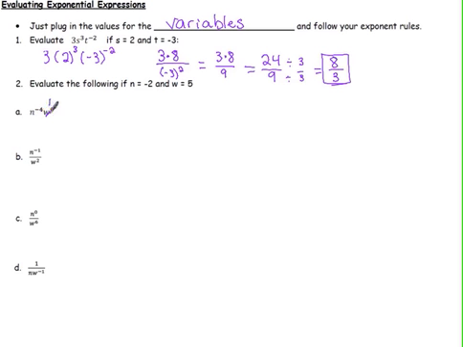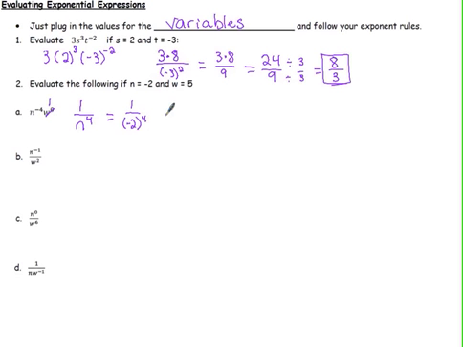Well, it's a negative exponent. I don't like negative exponents, so I need to move it. So it really becomes 1 over n to the 4th power. Now that I've simplified it, I can actually now substitute in my n value, which is a negative 2. So I have 1 over a negative 2 raised to the 4th power.